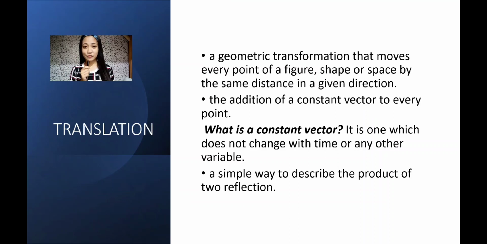Translation is a geometric transformation that moves every point of a figure, shape, or space by the same distance in a given direction. It can also be interpreted as the addition of a constant vector to every point, or as a shifting of the origin of the coordinate system. What is a constant vector? A constant vector is one that does not change with time or any other variable.